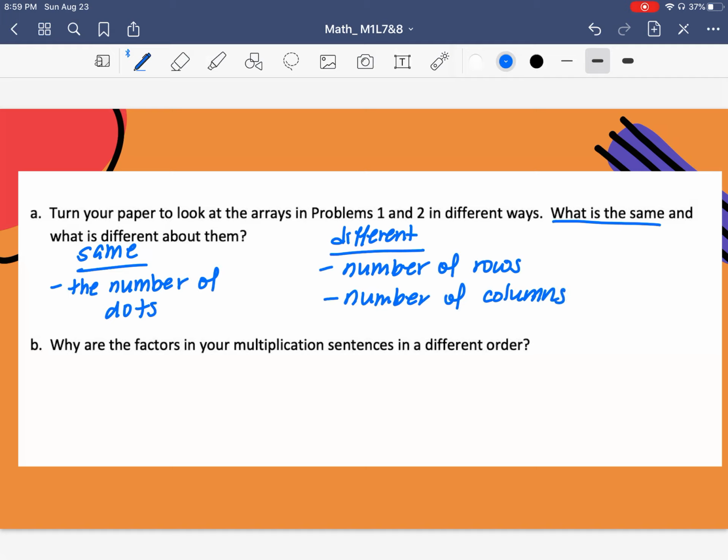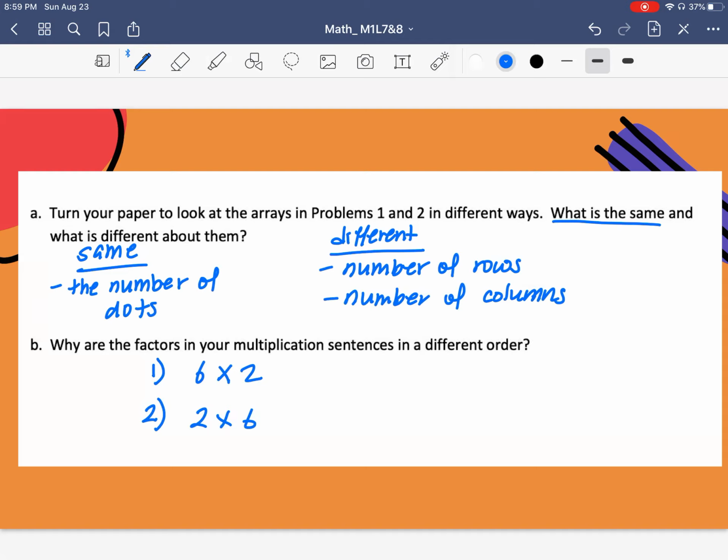Number B, why are the factors in your multiplication sentences in a different order? So, third grade, do you remember? In our problem 1, we put 6 times 2 because we have 6 rows and 2 columns. However, in problem 2, we put 2 times 6 because we had 2 rows and 6 columns. So why did we put it in this way?